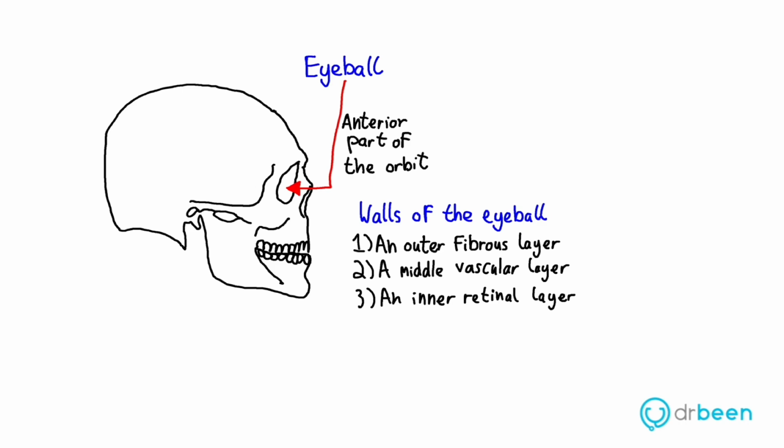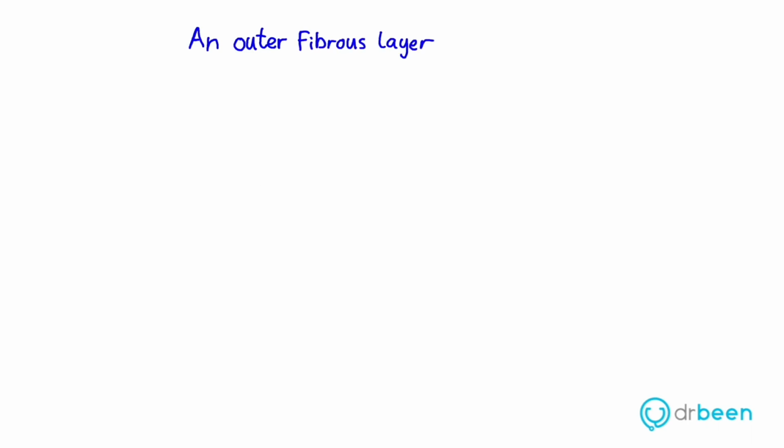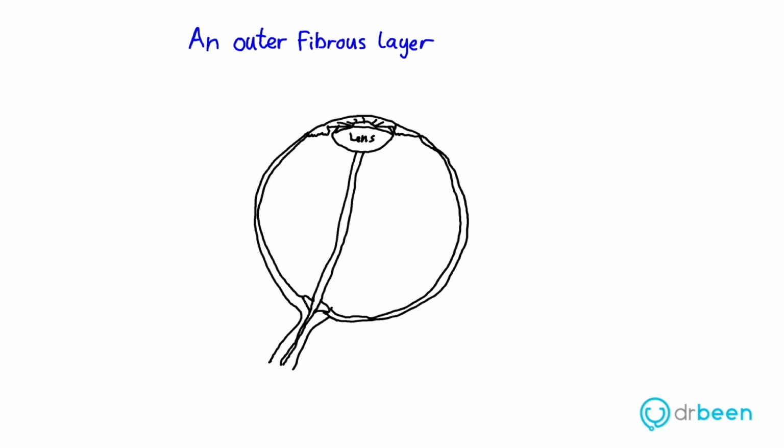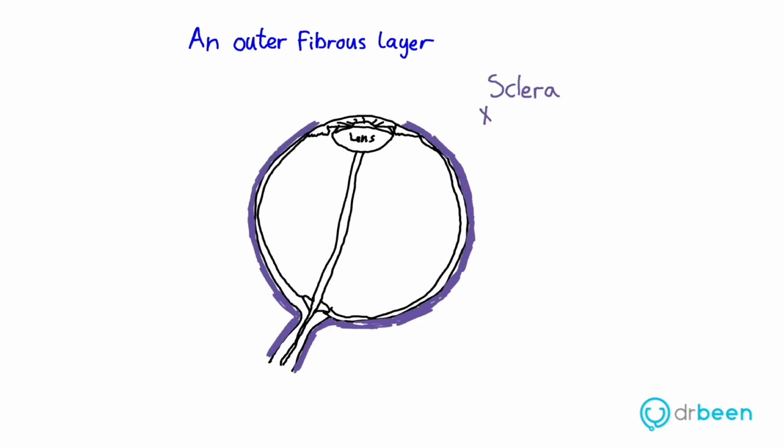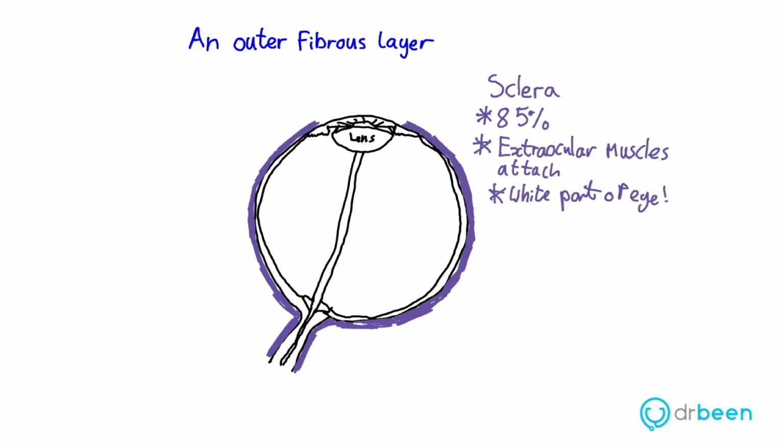The first layer we will discuss is the outermost fibrous layer. Posteriorly, approximately 85% of the fibrous layer is called the sclera. This is the white part of the eye and is where the extraocular muscles attach that move the eye. Anteriorly, the sclera becomes the transparent cornea. When light enters the eye, it is refracted by the cornea.